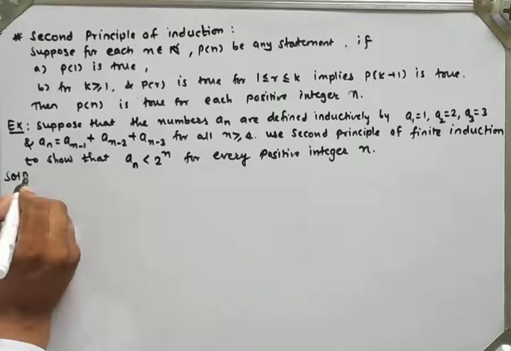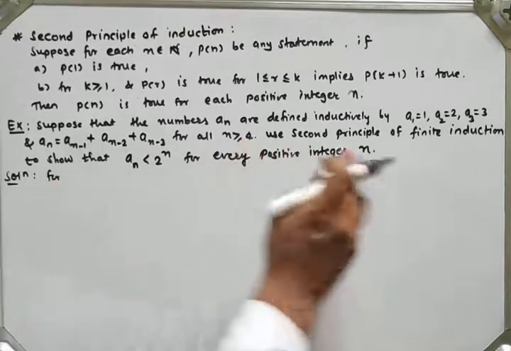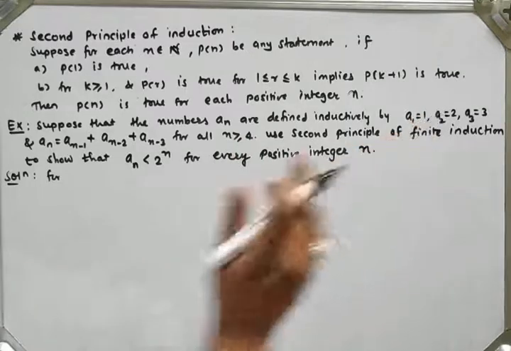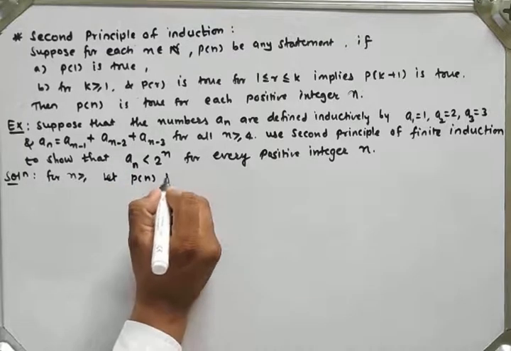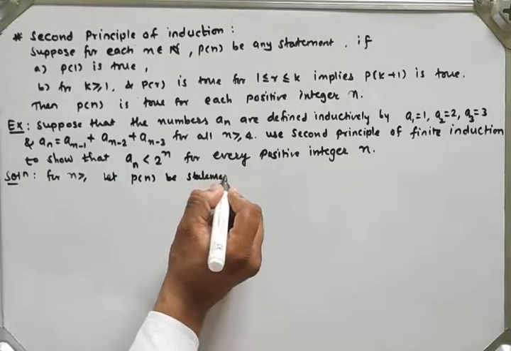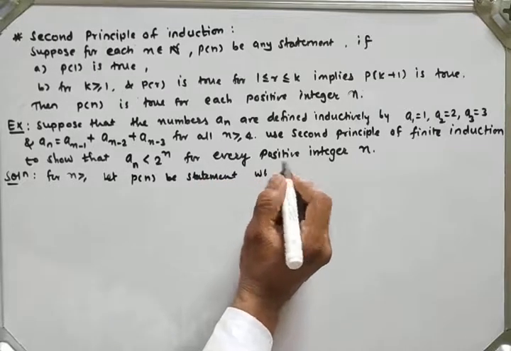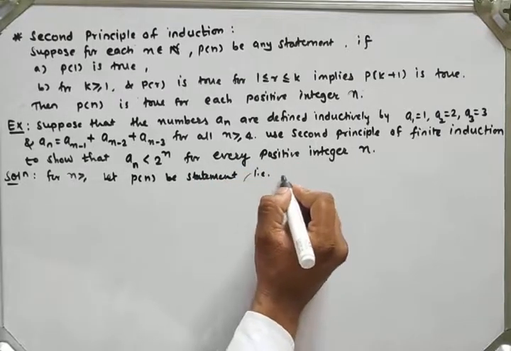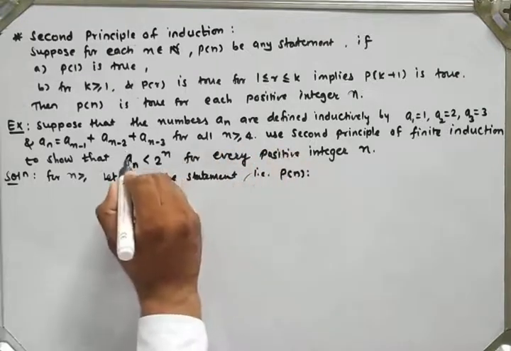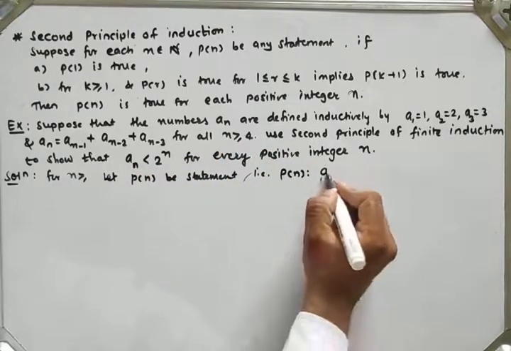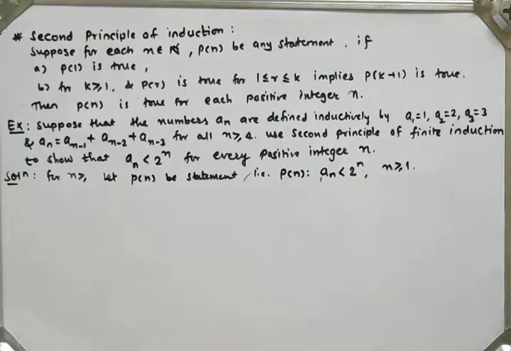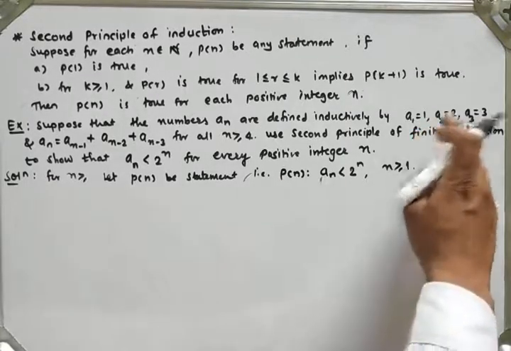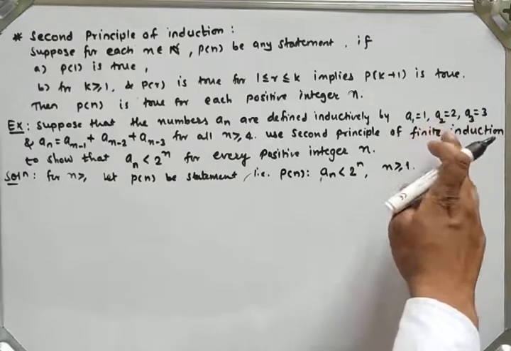So, solution. For n greater than or equal to 1, let P(n) be the statement that an is less than 2 raised to n for n greater than or equal to 1. Now we have to check this result for n equal to 1, 2 and 3.